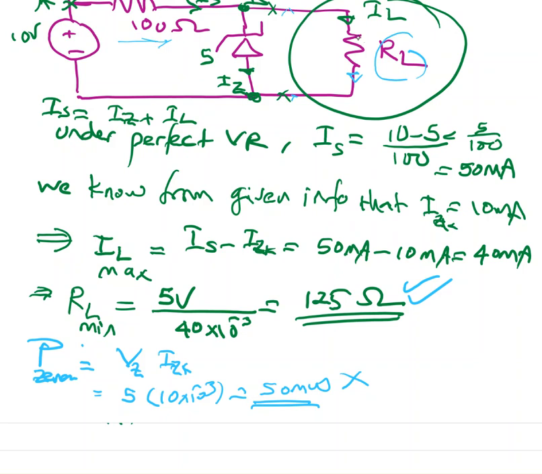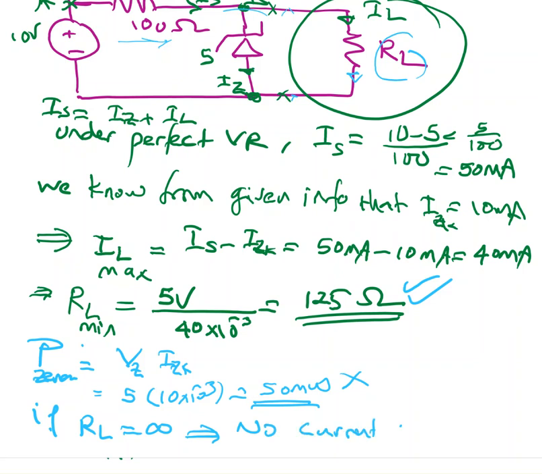If I have here only 5 milliamperes in the load portion, then the rest will be coming into the Zener diode. So I have to say that if RL is infinity, that implies no current will flow in RL.